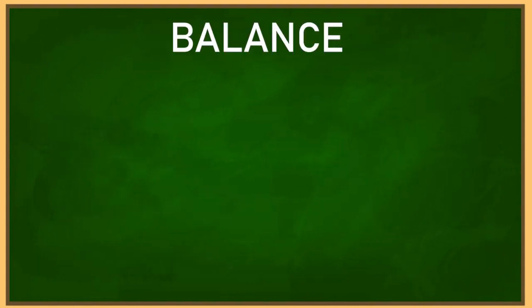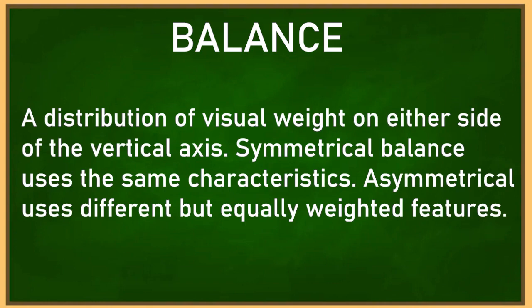Let's start off with balance. Balance is known as distribution of visual weight on either side of the vertical axis. Symmetrical balance uses the same characteristics. Asymmetrical uses different but equally weighted features.